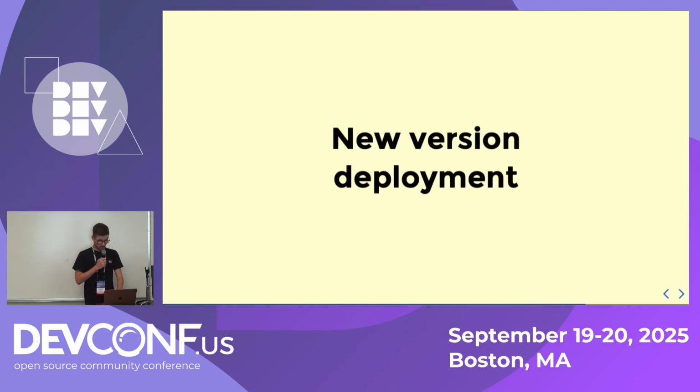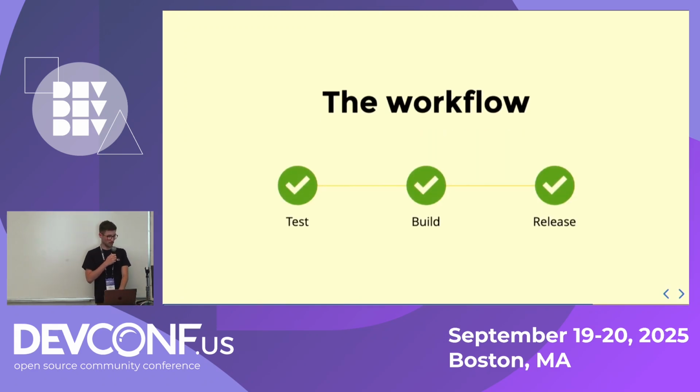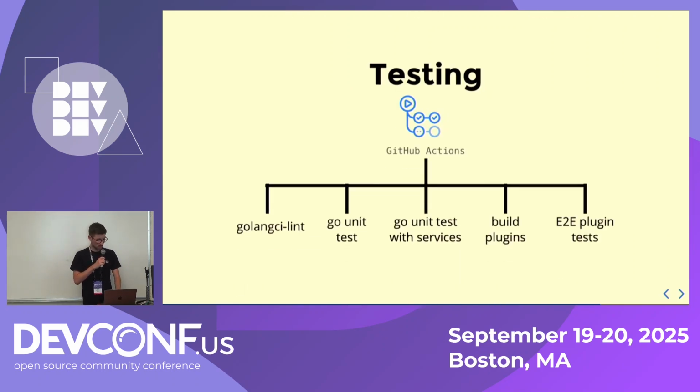Okay, so how to deploy a new version of a Go application? So you have some tests, some build step, and the release step. In the test, we just run the Golang CI lint, that is the official linter, and the most used linter in the Go community. We are running some unit tests with external services like Redis, depending on the storages. And we try to build the plugins, and we run some end-to-end plugin tests to be sure the environment testing is working.